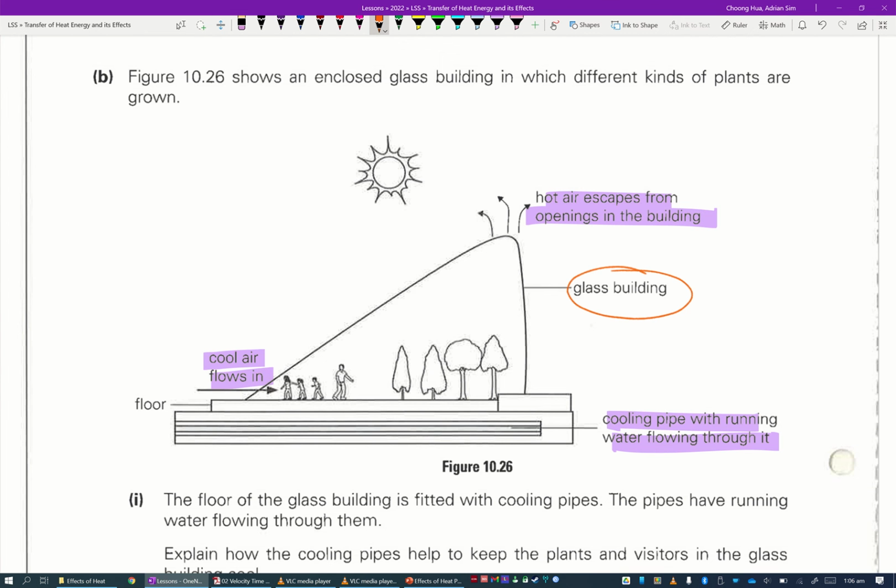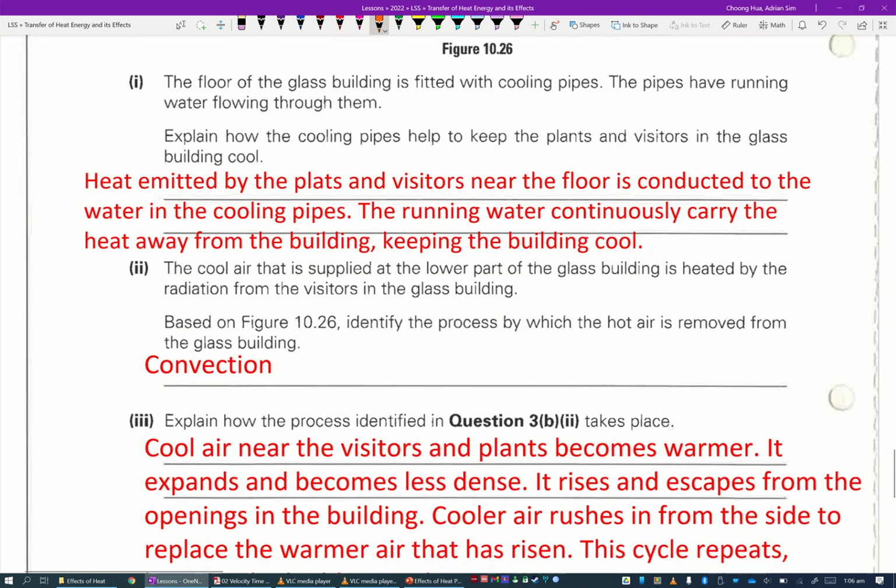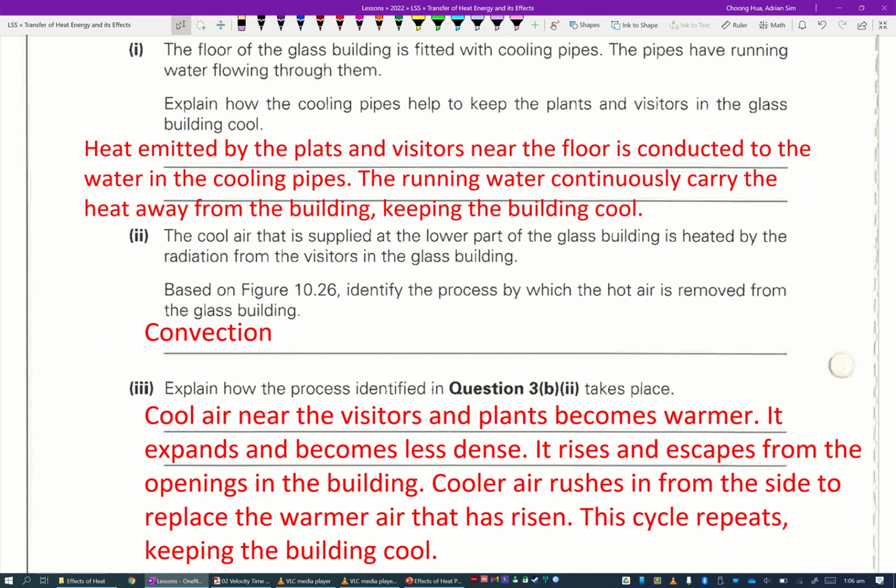Shouldn't really dive into it, okay? As I mentioned, the unique part of this question are the running water in the pipes and the hot air escaping the top. If you can understand how these 2 points work, you more or less have already answered every question within here. Now, the running water in the pipe serves to carry the heat outside the building, from the inside to the outside, and the heat that naturally has to come from the visitors and the plants.